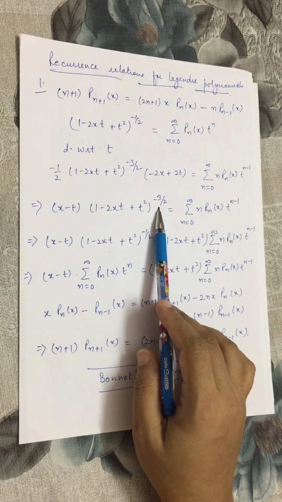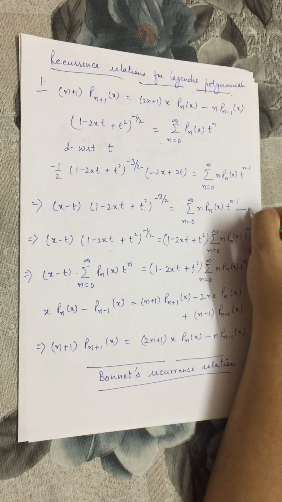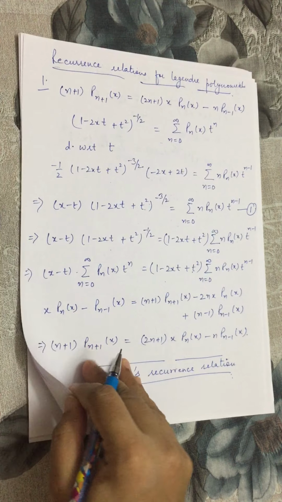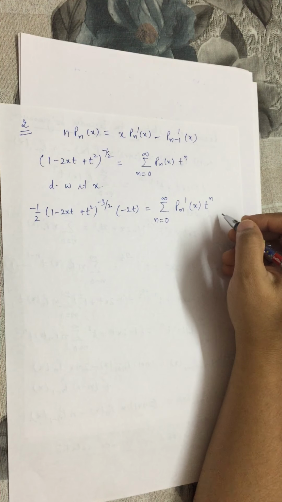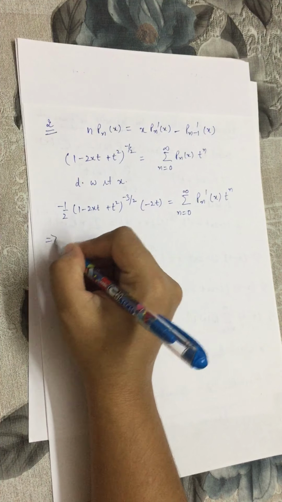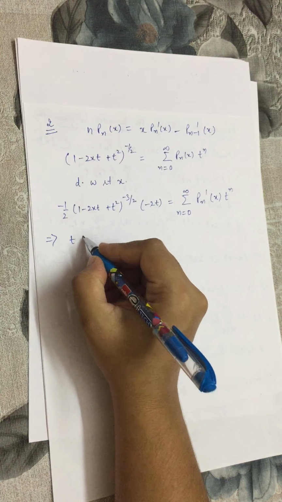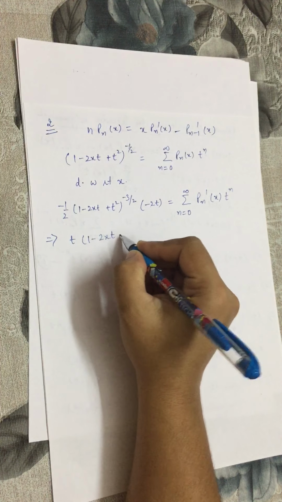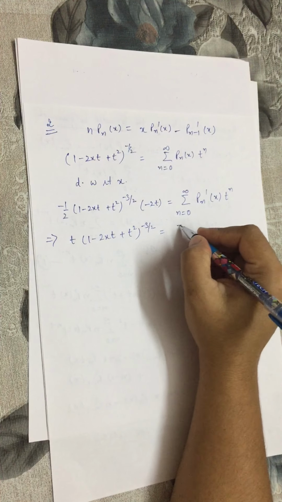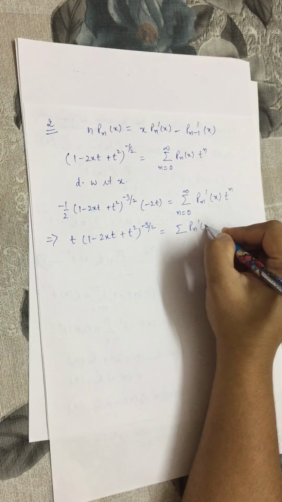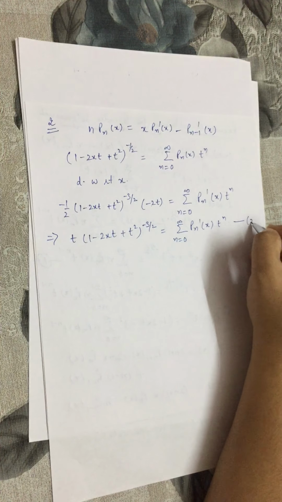Let us say this is equation 1, and we say this equation is 2. From here firstly we will simplify, minus 1 by 2 and this will be cancelled, so we will get only t into this factor raised to minus 3 by 2, and on the right hand side pn dash x tn from 0 to infinity. So let us take this equation as 2.